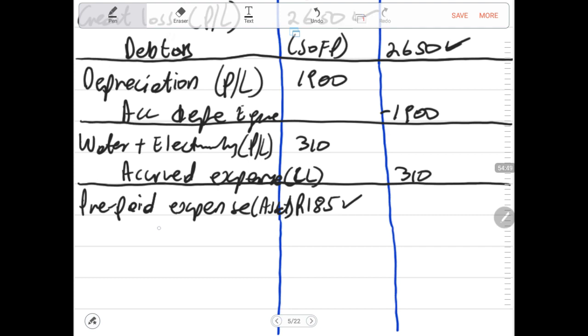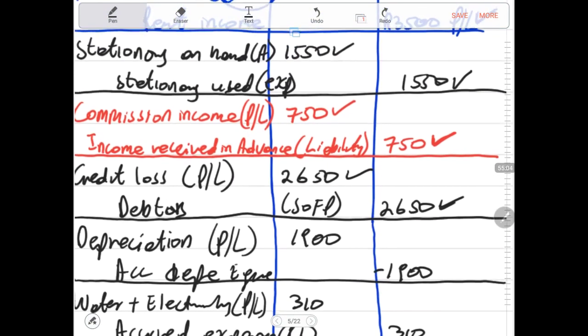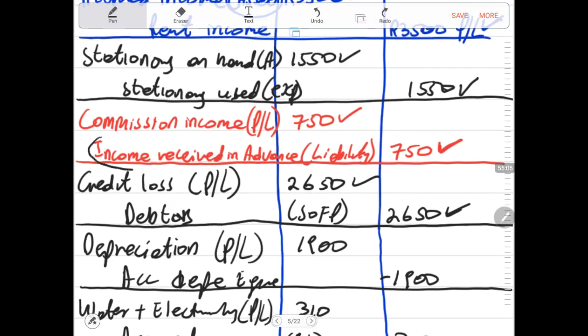Then after, what do we credit? We credit the expense that was prepaid, always. Similarly above, we said accrued on the credit side. What was debited? We debited the expense that was accrued, which was water and electricity. And previously there was another one. There was income received in advance.